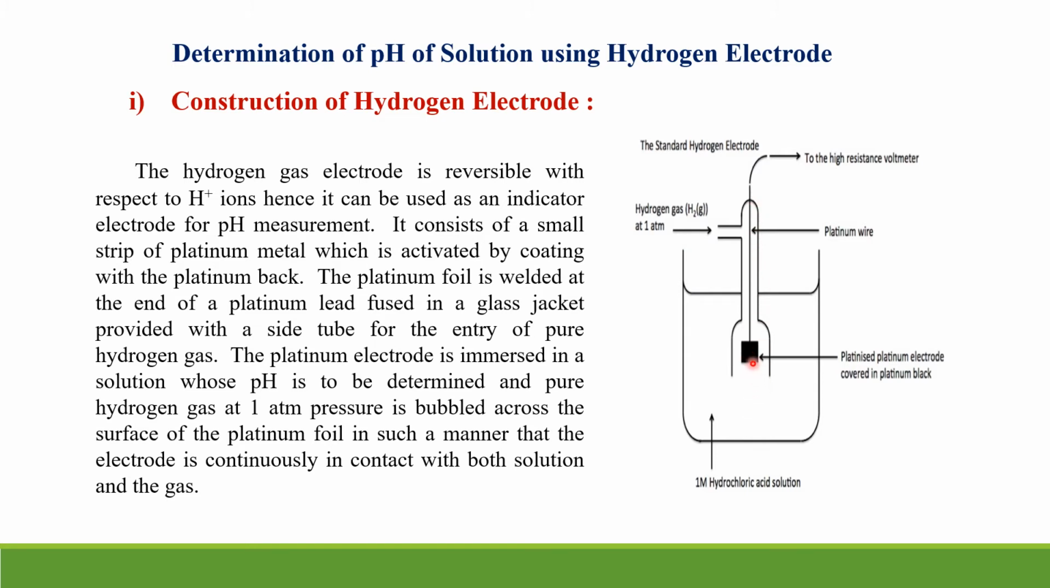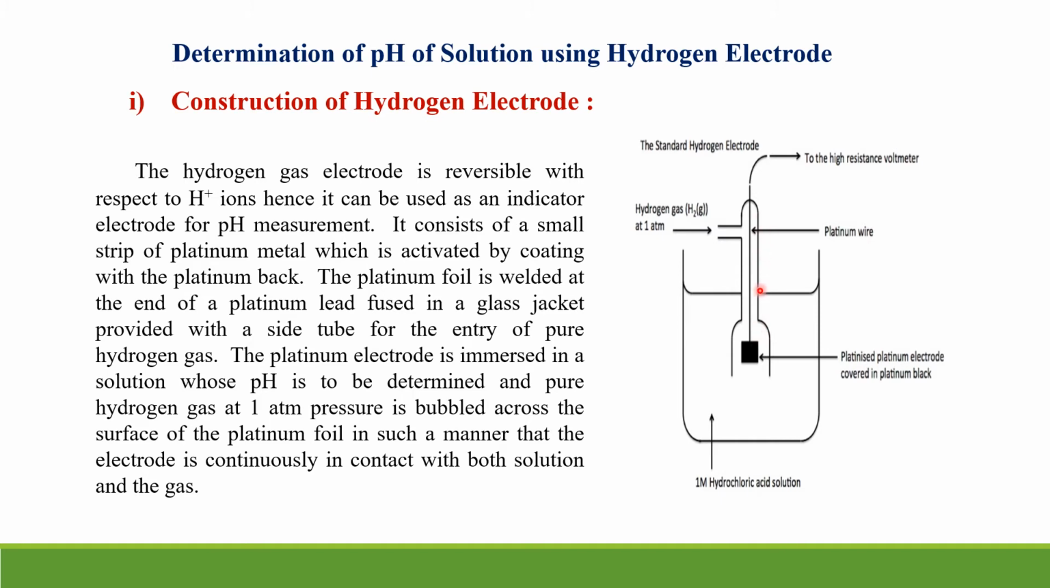The platinum foil, or a strip of platinum metal, is platinized, that is, coated with platinum black, and it is fused to this platinum wire. Here you can see it is fused. The glass tube is sealed at one end, and this is the side tube through which the hydrogen gas should be supplied.